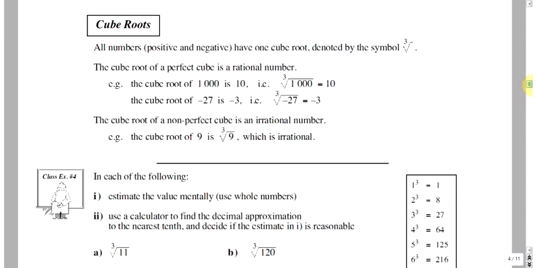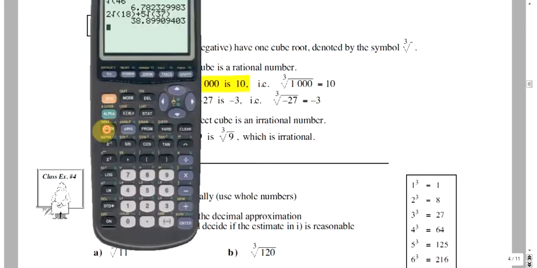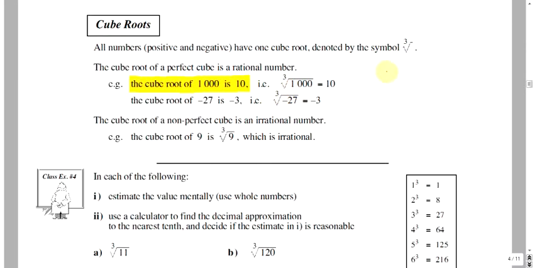And cube roots. The cube root of 1,000 is 10. We should know how to put that in our calculator. Find your cube root button. Check it. 1, 0, 0, 0. Hey, what do you know? It works. That means there's a number multiplied by itself 3 times.